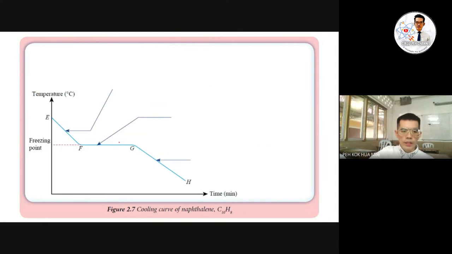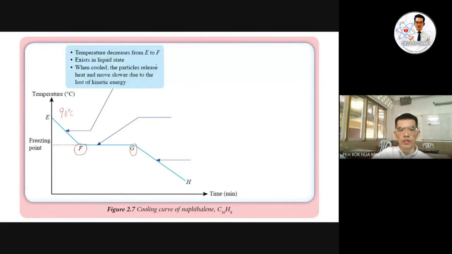Okay, and this is the cooling curve for the naphthalene. We started our reading from 90 degrees Celsius, so the naphthalene will be in liquid form, from E to F. In the cooling process, the heat energy is released to the surroundings, so the kinetic energy content of the naphthalene liquid particles decreases. At the point F to G, the temperature is constant. This is the explanation for E to F: temperature decreases, existing in liquid state. When colder, the particles release heat and move slower due to loss of kinetic energy.